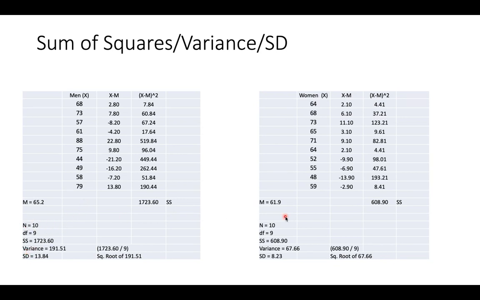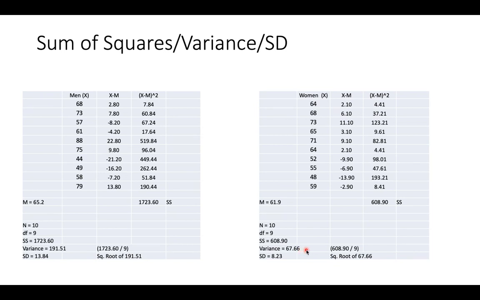So we have 10 participants. The samples happen to be equal, 10 men and 10 women. Thus, each sample has 9 degrees of freedom. We have established our sums of squares. And so we calculate a variance by taking this sum of squares and dividing by degrees of freedom. So 1723.60 divided by 9 for our men gives me a variance of 191.51. And 608.9 divided by 9 for our women gives us a variance of 67.66.